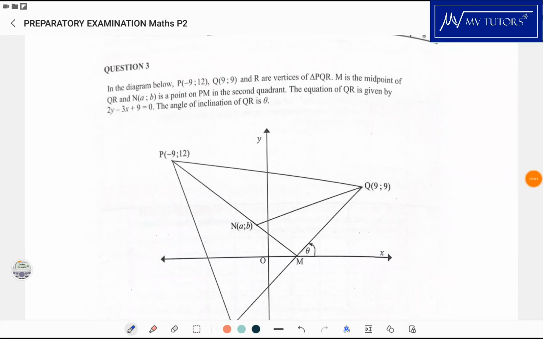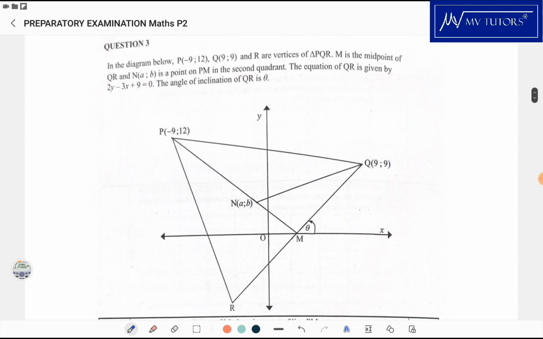Question 3. In the diagram below, P, Q, and R are vertices of triangle PQR. We can see that. Yes, there's R at the bottom. M is the midpoint of QR. So there we have it. And N is a point on PM in the second quadrant.